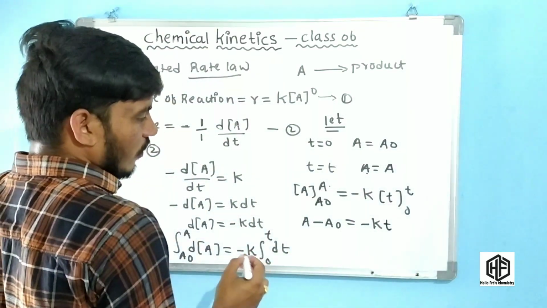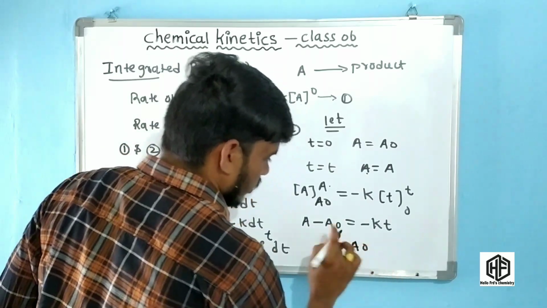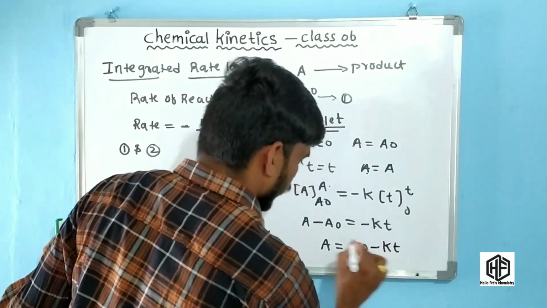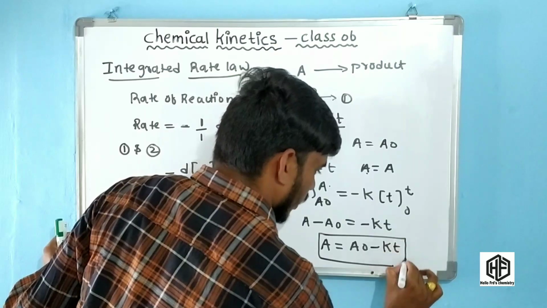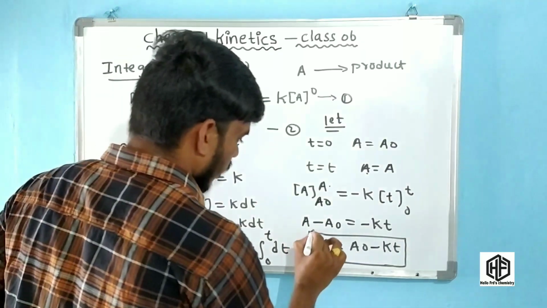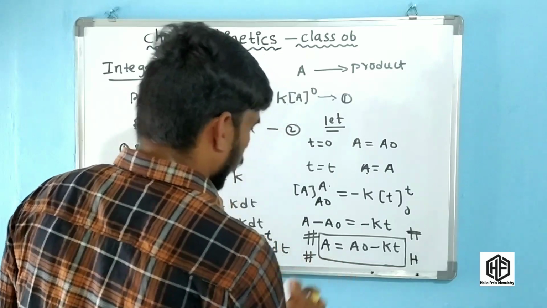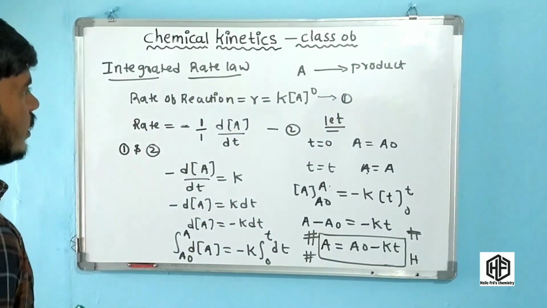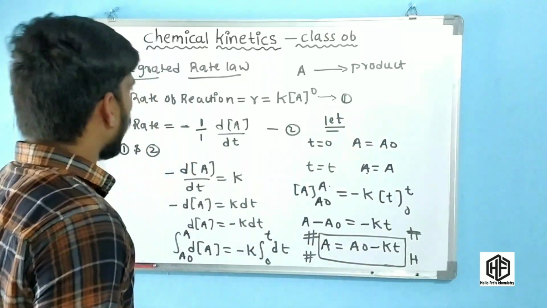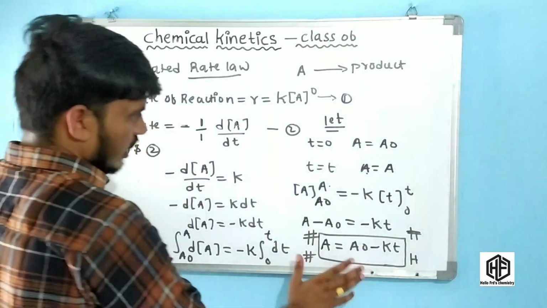Finally, A minus A naught is equal to minus kt. Taking A naught to this side, it is positive: A equals A naught minus kt. This expression is called the zero order integrated rate law. This is very, very important in competitive exams. What is the expression for the integrated rate law of a zero order reaction? A equals A naught minus kt. This is clear, friends.